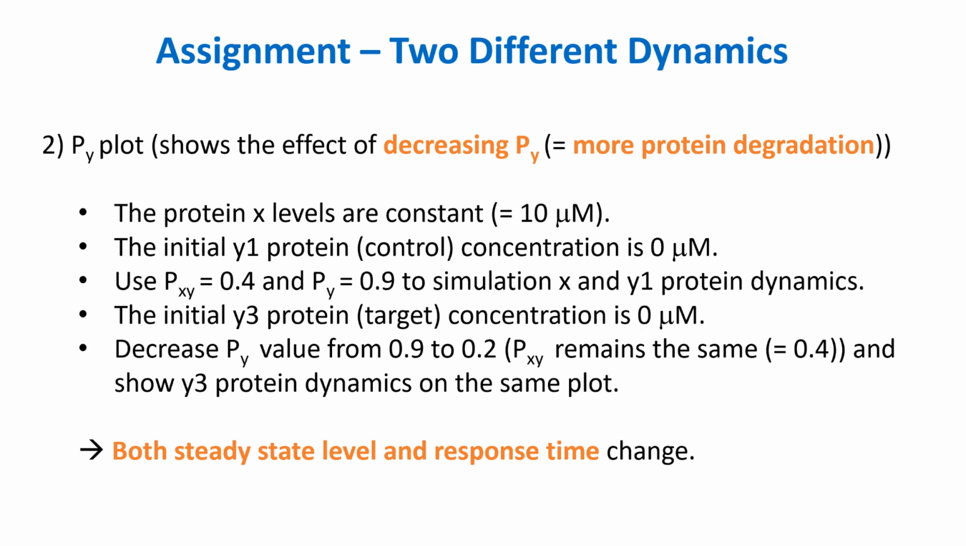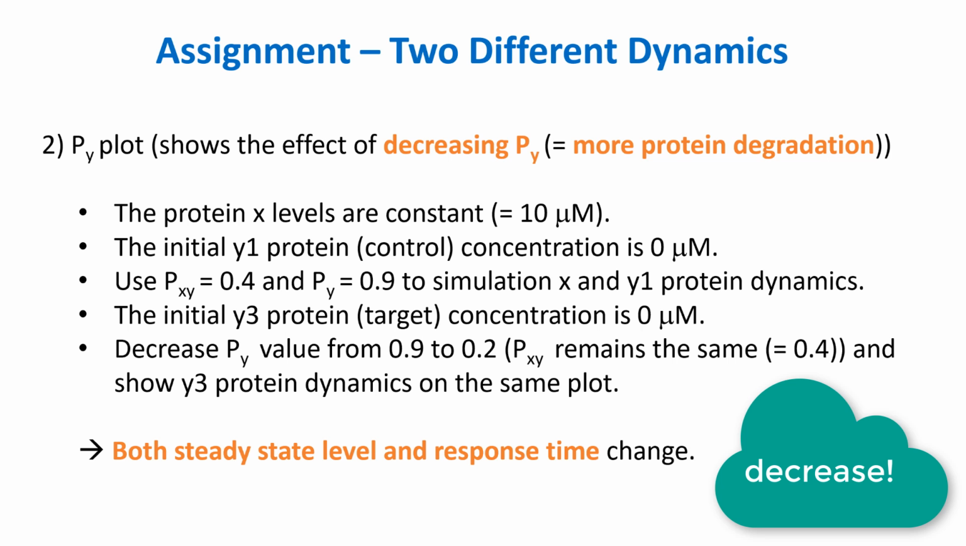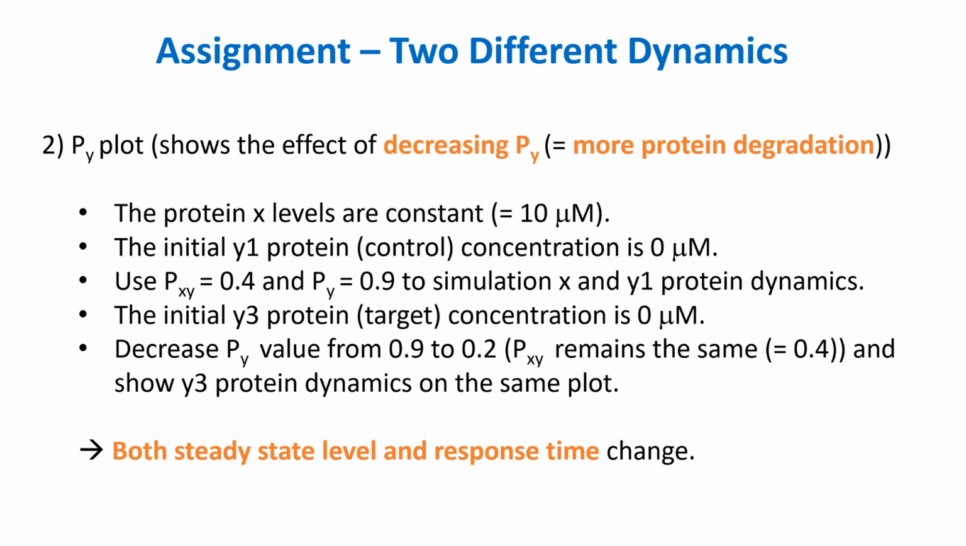You will assume that the initial Y3 protein, which is the target protein, concentration is 0 micromolar, and you should decrease the p sub y value from 0.9 to 0.2, while p sub xy remains the same, which is 0.4, and show Y3 protein dynamics on the same plot. You will find that both the steady state level and response time change this time.